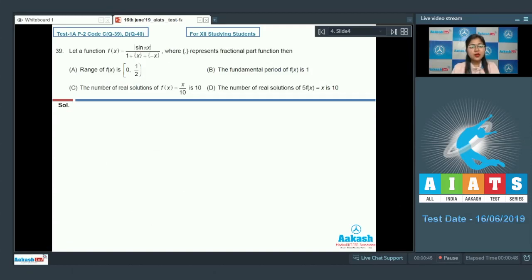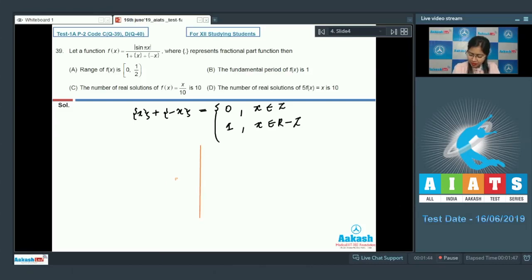Next is question number 39, which says that let a function f(x) is equal to modulus of sine pi x divided by 1 plus fractional part of x plus fractional part of minus x. So we have to answer the following questions, right? Firstly, we should know that the value of fractional part of x plus fractional part of minus x will be equal to 0 when x belongs to an integer, right? And in all other cases, its value will be equal to 1, that is for x belonging to R minus Z, right? So let's make the graph of this function.